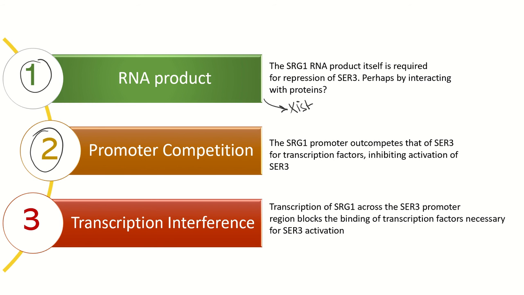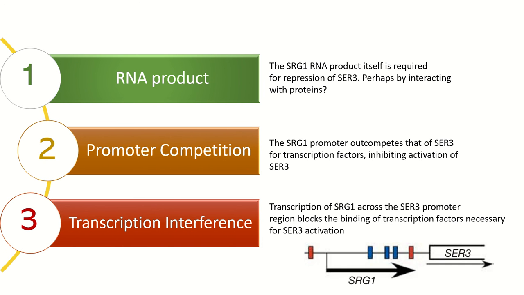In the second, promoter competition model, the SRG1 promoter would outcompete that of CR3 for transcription factors, meaning transcription of CR3 wouldn't occur. And thirdly, in the transcription interference model, the transcription of SRG1 across this region, which contains CR3 activating sequence, would block the binding of transcription factors necessary for CR3 activation. In the next couple of slides, I'll be going over the experiments the researchers performed to test these 3 models and the techniques they used.